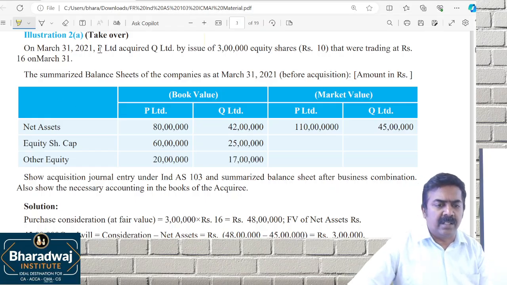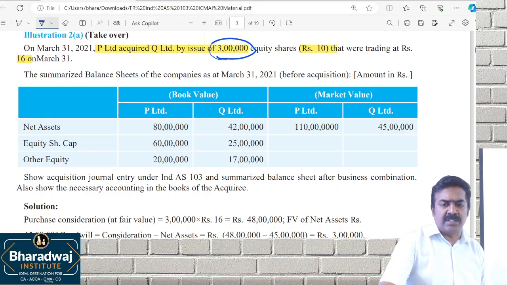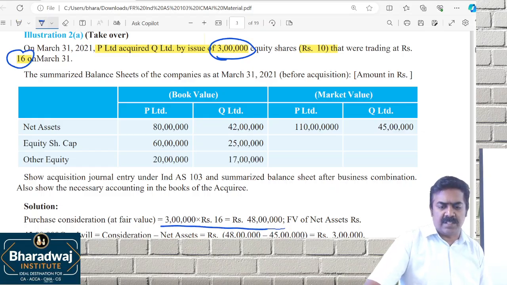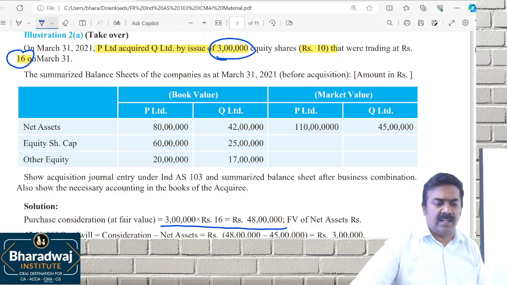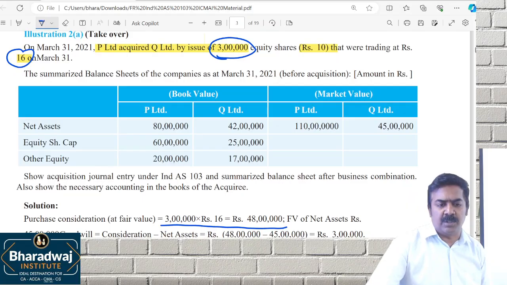Look, P Limited acquired Q Limited by issue of 3 lakh shares of 10 each that were trading at 16 rupees. So what is the consideration paid? 3 lakh shares into 16 rupees. 3 lakhs into 16 is how much? 48 lakhs.